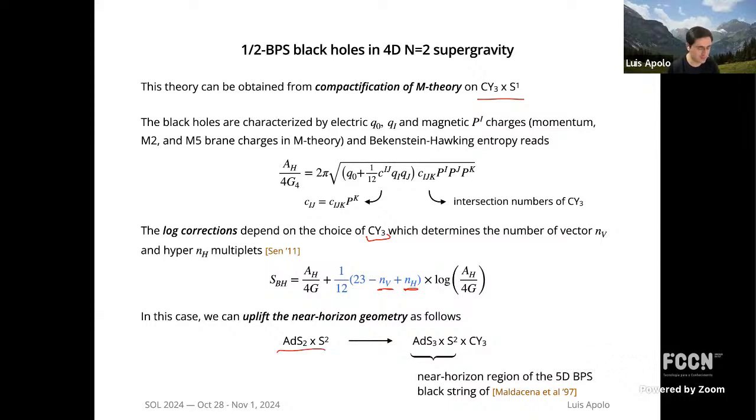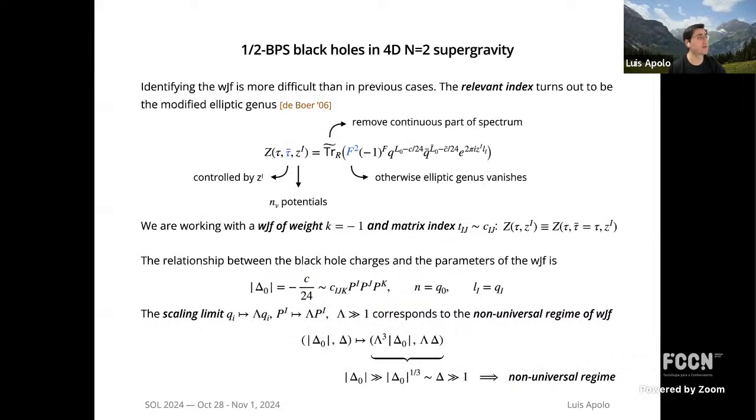You uplift the AdS2 geometry to AdS3. So in this case, the full geometry is AdS3 times S2 times the Calabi-Yau threefold, which is the near horizon region of a 5D BPS black string considered in this paper, the MSW string. And in this case, the situation is way more complicated than in previous cases, because it turns out that the elliptic genus vanishes, so that's not something we can consider. We have to consider a modified elliptic genus, and there are several subtleties.